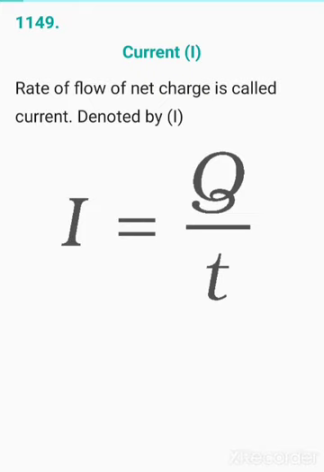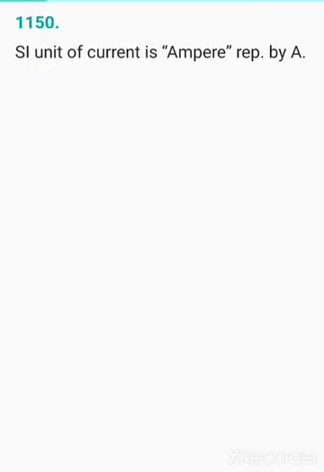Now we will discuss electric current. Electric current is what? The rate of flow of net charge is called current. It is denoted by I. I equals Q upon T. I means electric current, Q means charge, T means time. In other words, we can say that the rate of flow of electric charge, or the charge per unit time, is called electric current. Now, the SI unit of electric current is ampere, and it is represented by capital A.